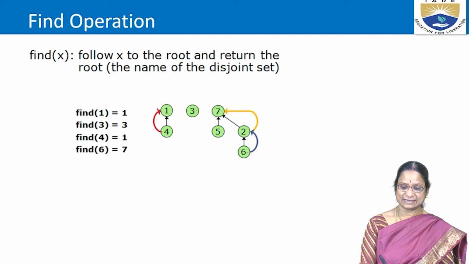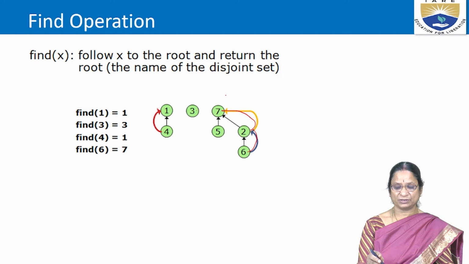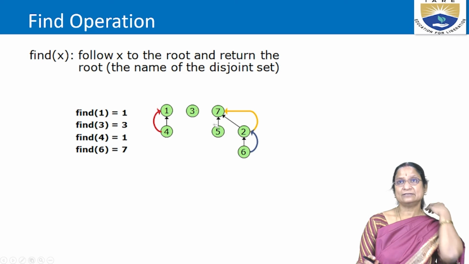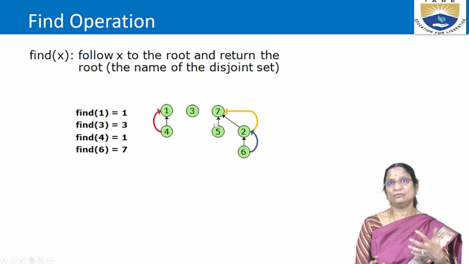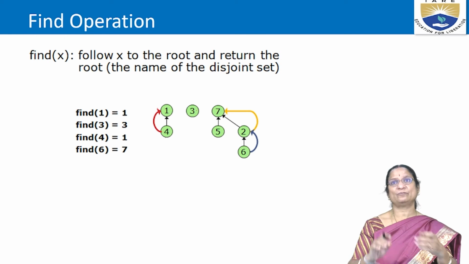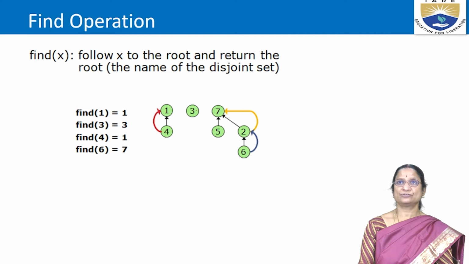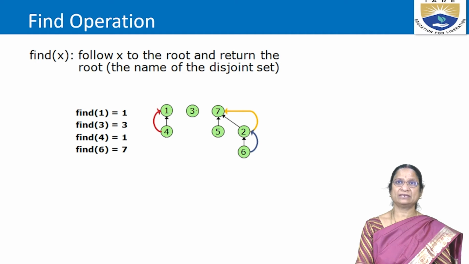Find 6. 6 is there. We move in the upward direction until there is no further traversal, that means until we reach the root. From the root there is no upward traversal. That's why 7 is the last value. So 7 is the parent of the tree, the representative of the tree, or the name of the tree in which 6 exists.